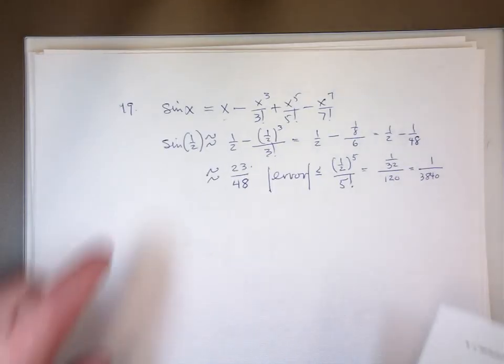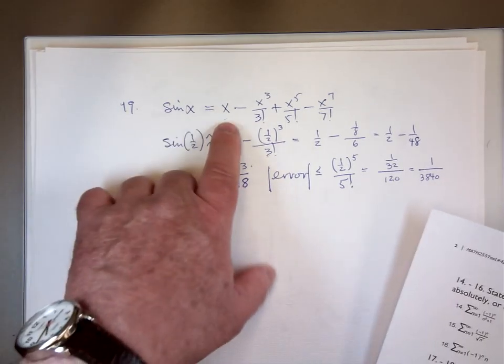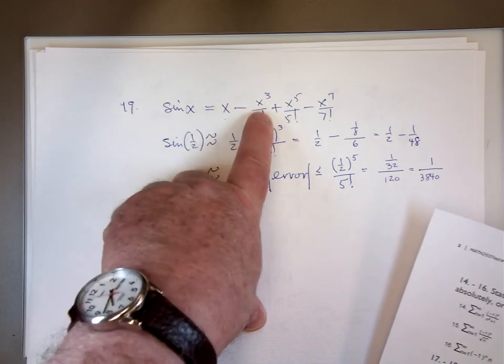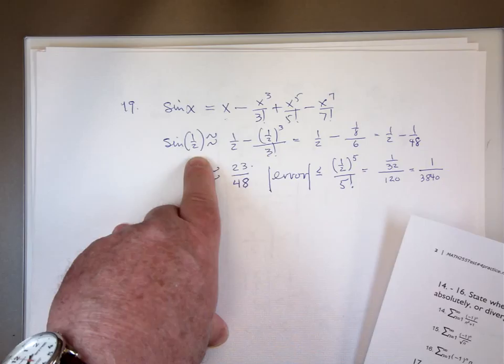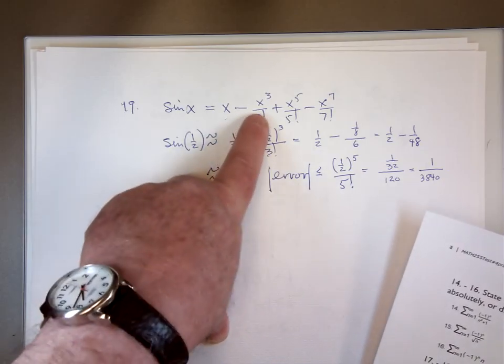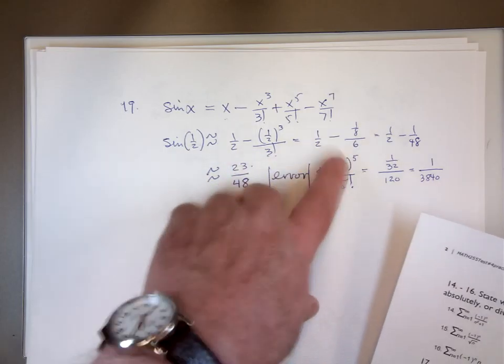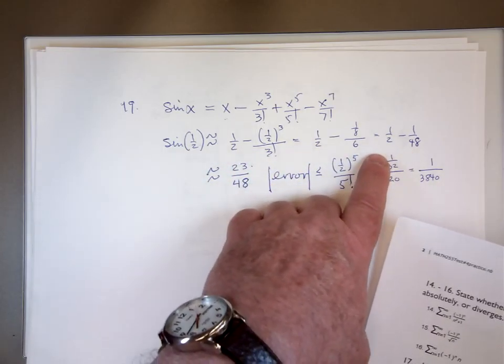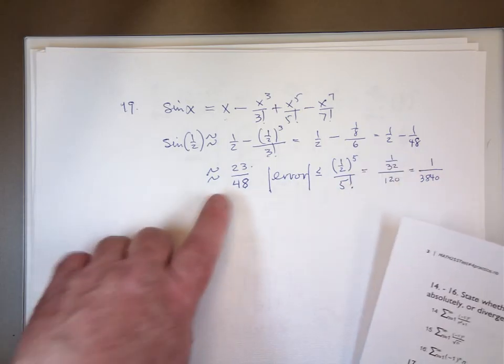19. We're using the Maclaurin series expansion for sine x. Sine is an odd function. Therefore, all the exponents are odd. We're going to use the first two terms to approximate sine of 1/2. Put a 1/2 in here, a 1/2 here, cubed over 3 factorial. That's 1/8 over 6. That's 1/48. The estimate for sine of 1/2 would be 1/2 minus 1/48, which is 23/48.